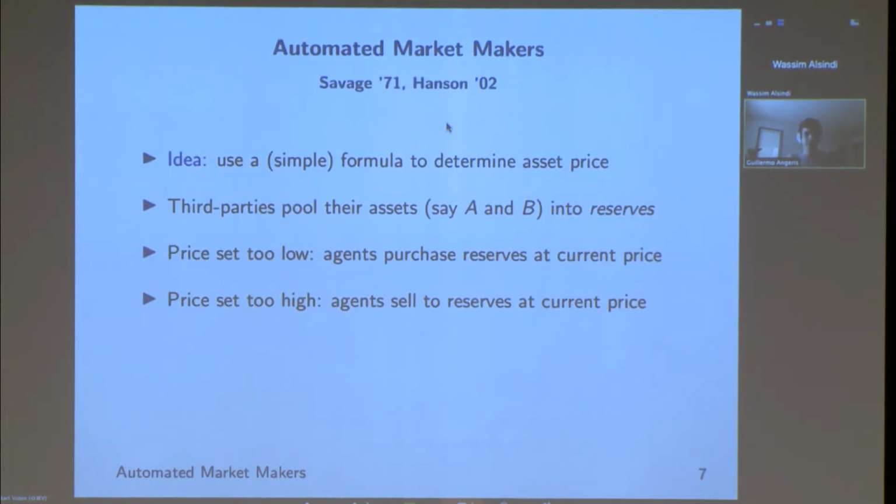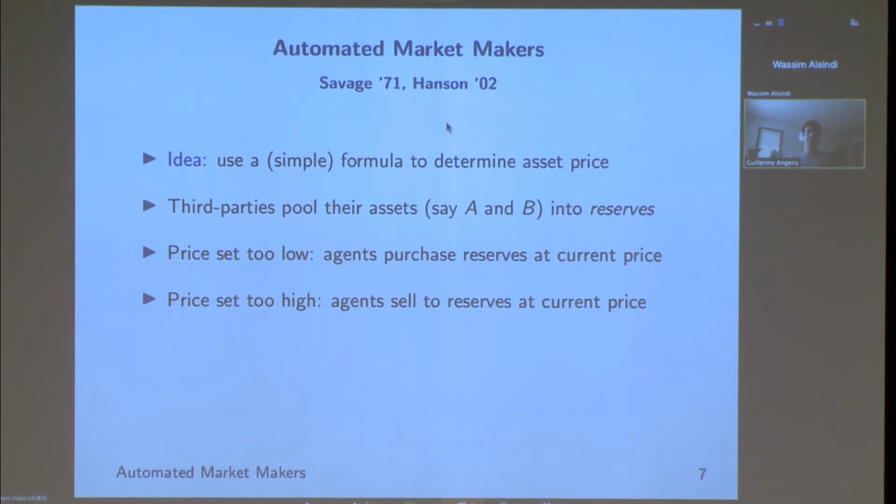Originally, the earliest reference of this I found was introduced by Savage in 1971, but it was popularized by Hanson's logarithmic market scoring rule, or LMSR, in 2002. And it's rather simple. It says, forget this whole notion of order books and complicated matching, where we have to match the bids to the asks and all of these things. Rather just simply say, let's let a formula determine the asset price.